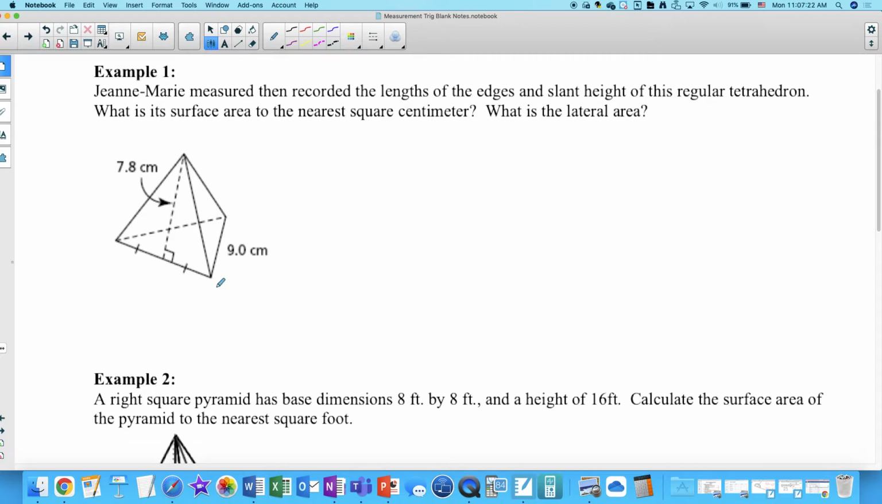Okay, so here's the first one. Jean-Marie measured, then recorded the lengths of the edges and slant height of this regular tetrahedron. What is its surface area to the nearest square centimeter, and what is the lateral area? Okay, so if we know that it's a regular tetrahedron, that means all faces are equal, which is nice.